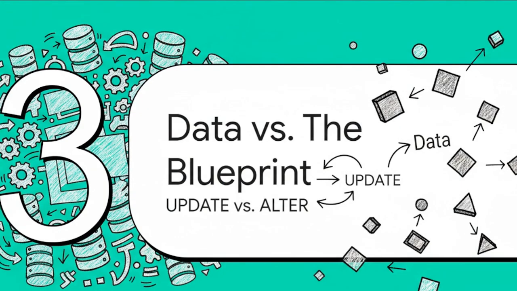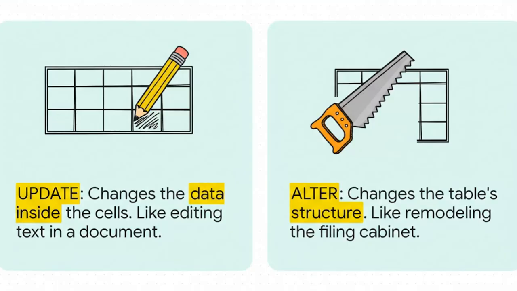Okay, let's bring this all home. We've seen two really powerful commands, and the key difference between them, the thing you have to remember, is whether you're changing the data or the blueprint itself. So here's the big takeaway. Update changes the data inside the table cells. Think of it like opening a Word doc and fixing a typo. Simple. Alter, on the other hand, changes the structure of the table itself.